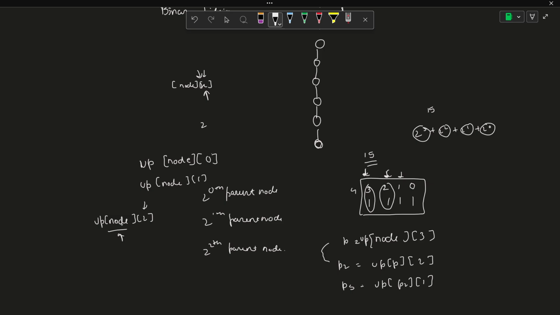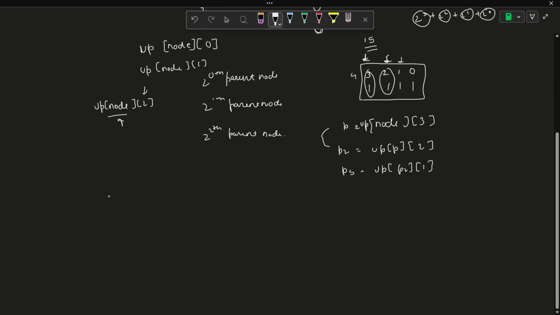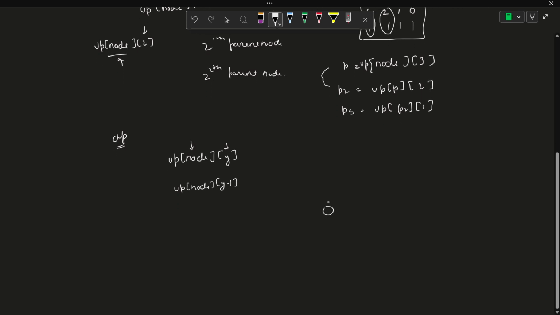Now the question is, how do we actually construct the up vector? So it's more like a dynamic programming approach, right? So let's say you want to find up of, let's say, node y, right? For each node you want to find up of y, right? So how can you form it? If you know up of node of y minus 1, then you can probably find it. Let me discuss how. So let's say these are the nodes, right?